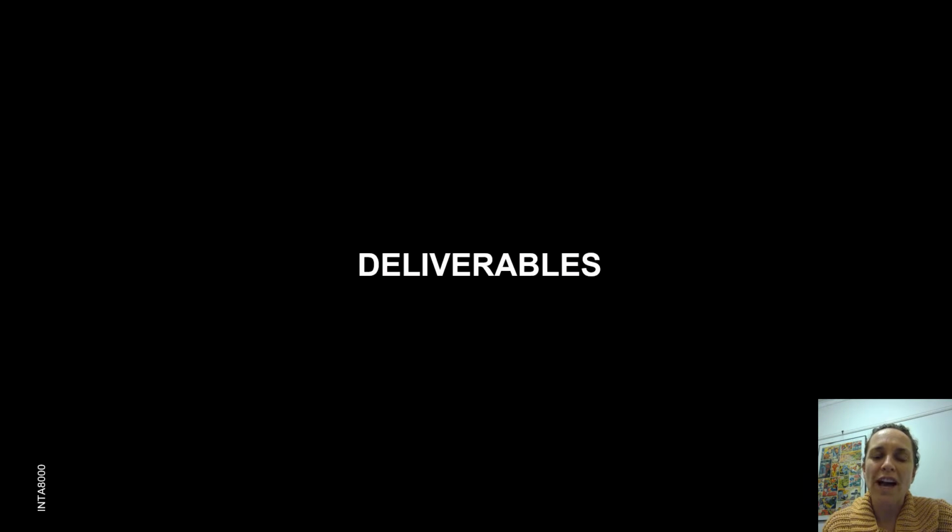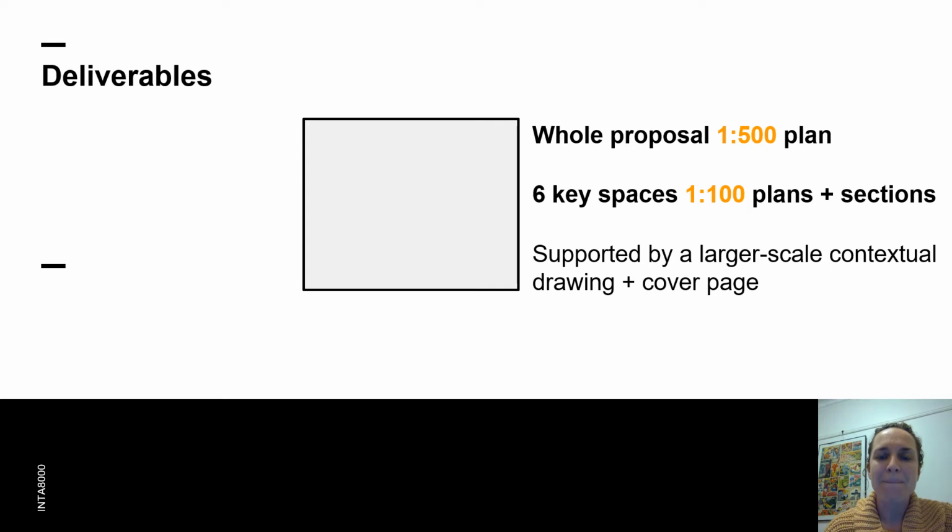So, what do you actually need to submit for this assessment? What are the deliverables? You need to show us your proposal as a whole, so master plan and architectural gesture, at 1 to 500 via a floor plan. You also need to show us your 6 key spaces, so the ones that you selected and communicated in Assessment 1, at 1 to 100 scale in plan and in section. Both of these sets of drawings will be supported by larger scale contextual plans.